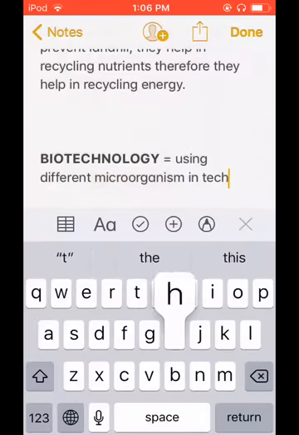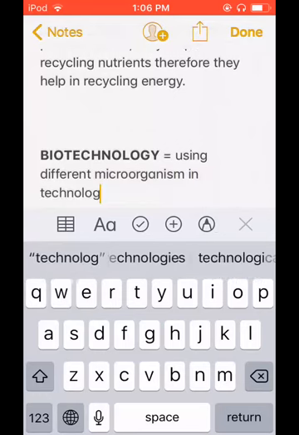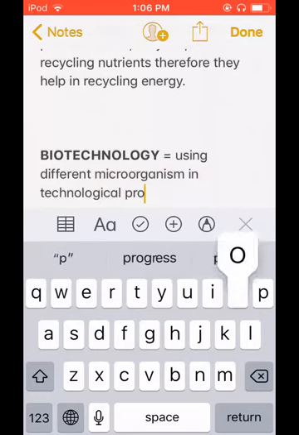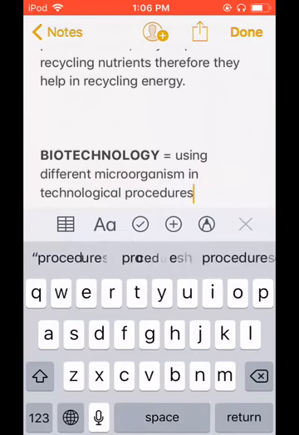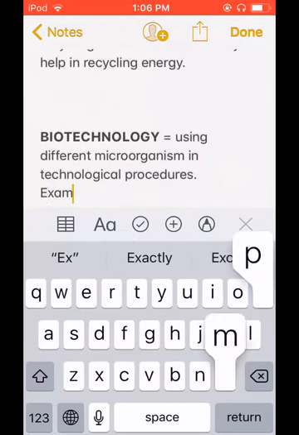in technological procedures. Pretty self-explanatory. So what are some kind of technological procedures?